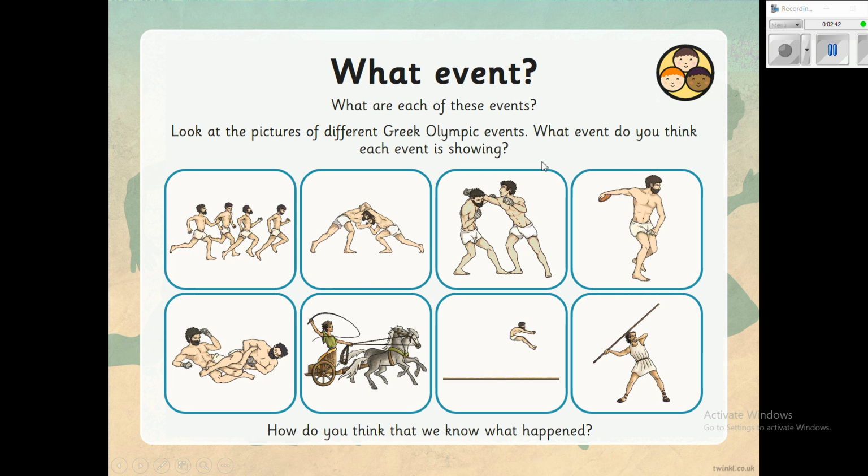Because obviously back in 776 BC, there weren't any phones, so you couldn't get any pictures, you couldn't get any videos. So if there's no pictures, no videos, what evidence could there be to show that these events happened? So have a little think about that and write down any ideas that you might have. Don't worry too much if you're wrong. That's absolutely fine. This is just trying to brainstorm ideas of how we might know that these events actually happened. So let's have a look now at the answer to that.